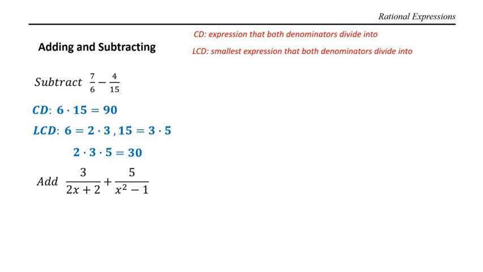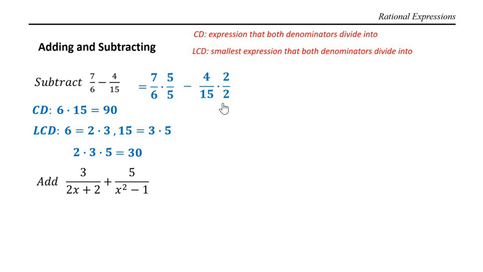Now you want to make it so both of these fractions have a denominator of 30. And so how we're going to do that is by using multiplication. So 6 times what value would equal 30? 6 times 5 is equal to 30. So we're going to multiply both the numerator and denominator of 7 over 6 by 5 over 5. And then similarly, with 4 over 15, we would need to multiply by 2 on both the numerator and denominator.